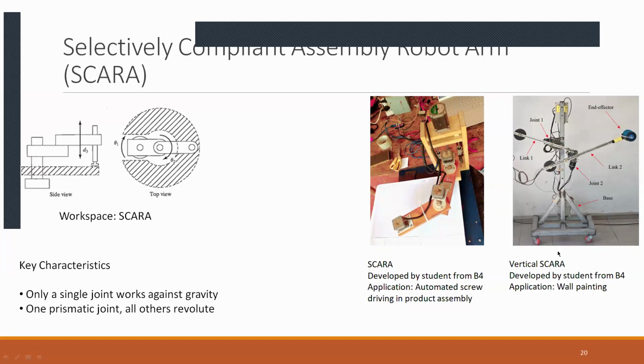And then we have a vertical SCARA, but unlike the regular SCARA, I wouldn't say that all these joints work against gravity. He had used counterbalancing counterweights to compensate for gravity so that he could use lesser powered motors to drive some lengthy links against gravity. This was the robot developed for wall painting applications, developed by your immediate team.